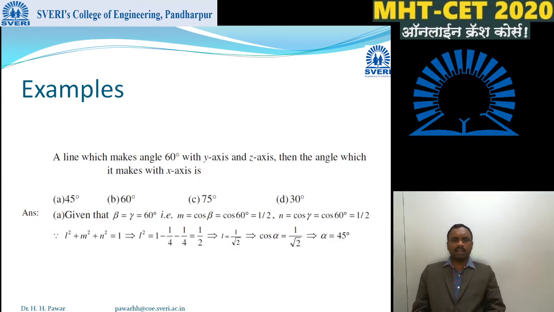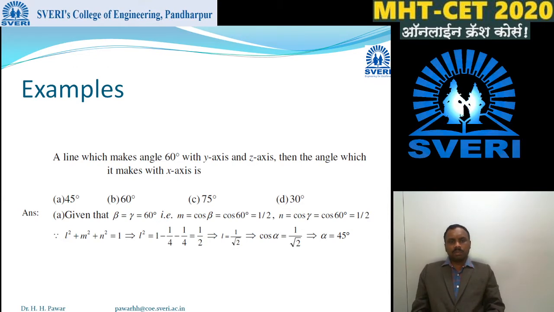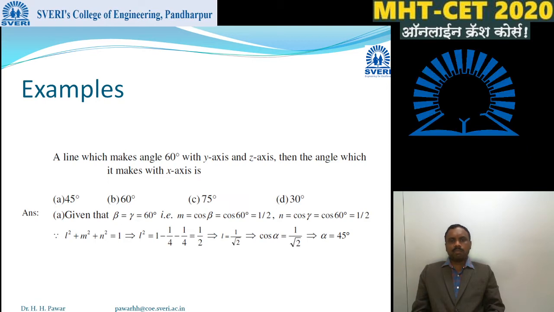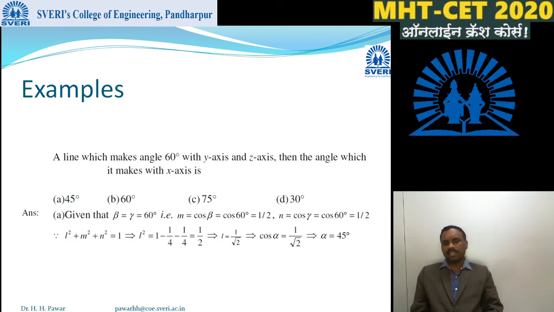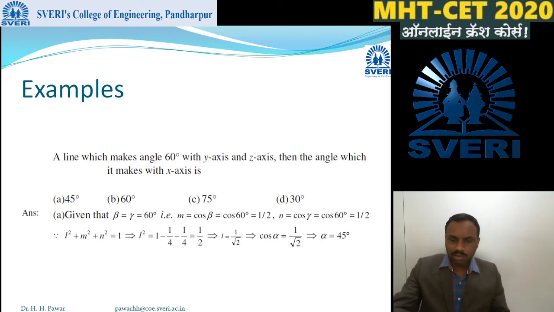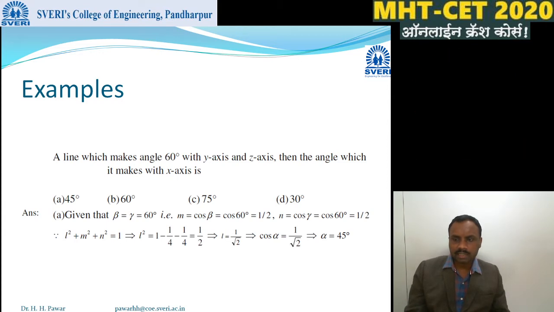Now we'll see examples based on line and plane. First example: a line makes angle 60 degree with y axis and z axis, then the angle which it makes with x axis is. As the angles made with y axis and z axis are denoted by beta and gamma, and it is given that they are equal to 60 degree, hence beta is equal to gamma is equal to 60 degree in this case.